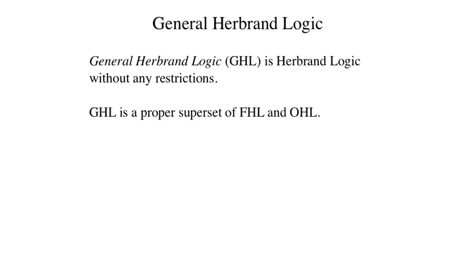So we've seen finite Herbrand logic is very well behaved. All questions are decidable. With omega Herbrand logic, we can say more. Admittedly, we lose decidability, though we retain semi-decidability. What happens when we relax our restrictions and look at general Herbrand logic, GHL? That is Herbrand logic without any restrictions whatsoever.